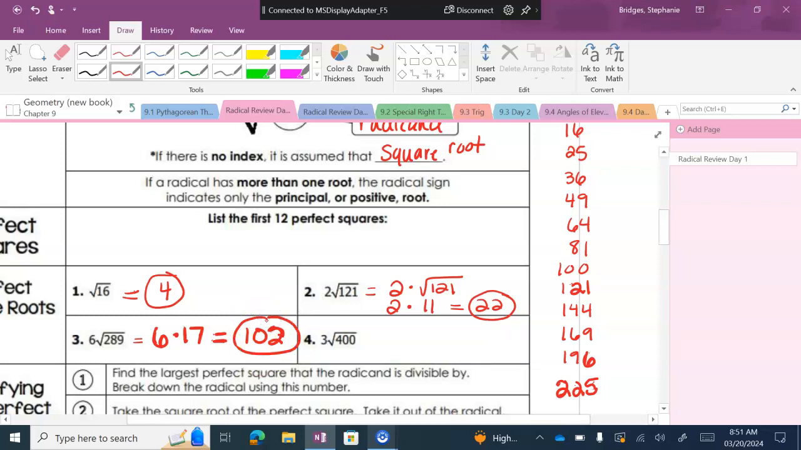And then the same thing for 4. That is going to be 3 times the square root of 400. Okay, so 3 times, what is the square root of 400? 20. And then 3 times 20 is going to be 60. So sometimes we have perfect squares that will result in a whole number. Is everybody okay with perfect squares?